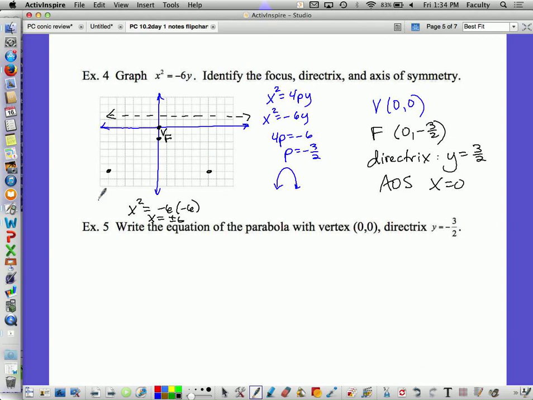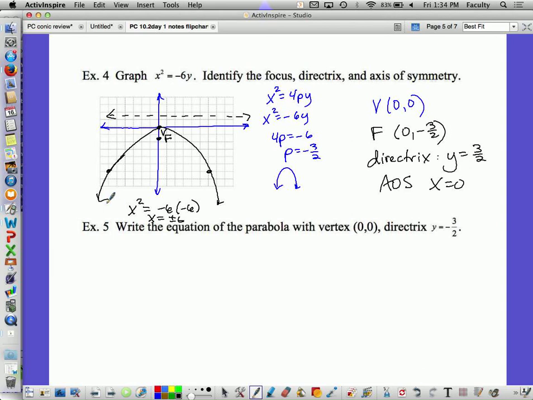And do you guys notice that we plugged in for the y value and solved for x? You're allowed to do that when you're graphing, okay? So that one's a pretty wide one. All right, any questions on the first 4? All right, pretty straightforward.